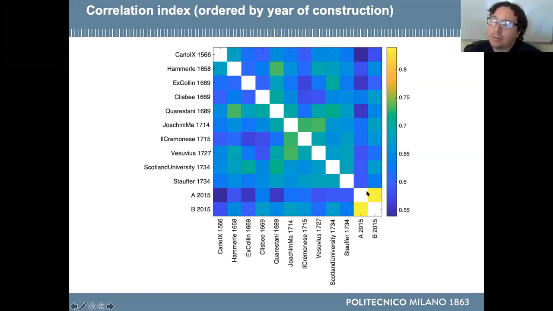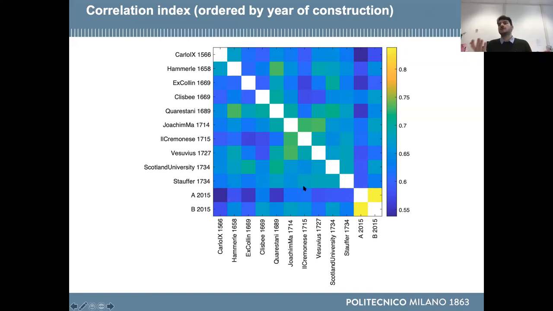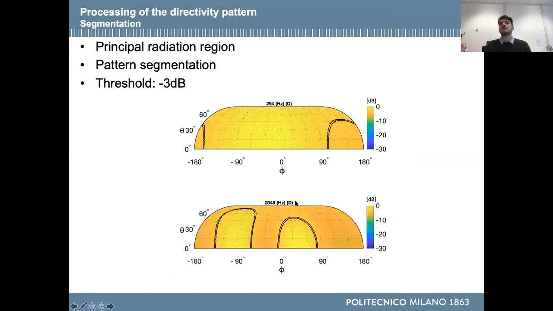Yes, sorry, one more thing. Why, if A and B violins have a correlation of one, or at least almost one, why are these violins not the same correlation with the other violins? Because indeed they have some differences. I mean, they are not exactly the same. They have a small difference that can be found here.